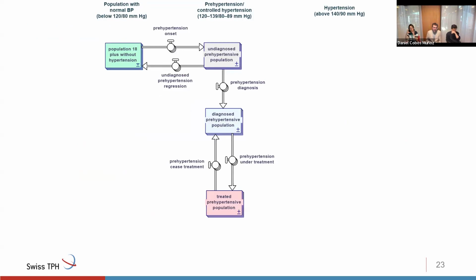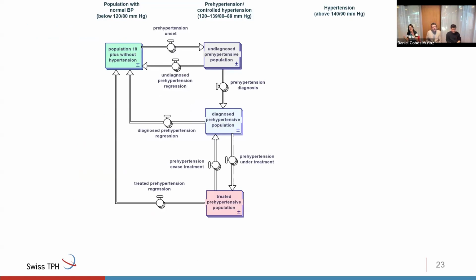Here we call stocks of population. You can start with the first, which is the population with normal blood pressure. We're going into the cascade of hypertension. Of course, when you have normal blood pressure, you stay in normal blood pressure unless you start to develop pre-hypertension, then you move into the undiagnosed pre-hypertension population. Then if you're diagnosed, you move to diagnosed. If you're treated with behavioral change, then you move into treated.